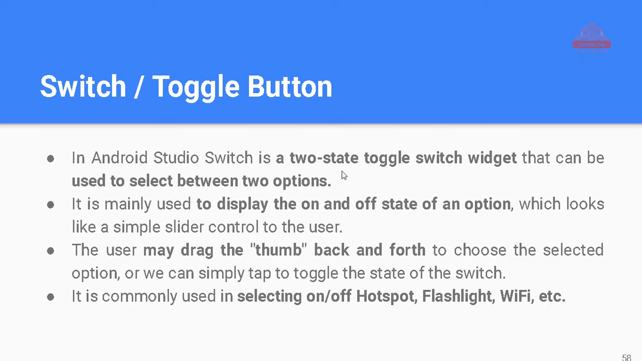You can use one time as on, second time as off, like the switch of your fan, of your lights, of anything. It is used to select between two options, and it may be used with an on off state. Sometimes you have to drag your thumb from left side to right side. So it is also used that way, and it is mostly used in hotspot, flashlight, Wi-Fi, etc.